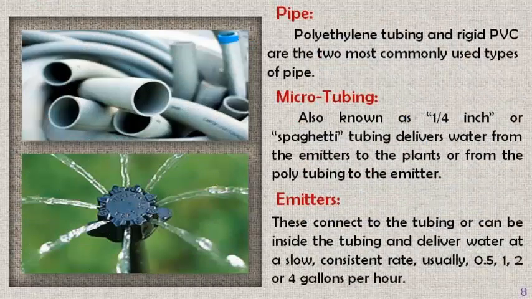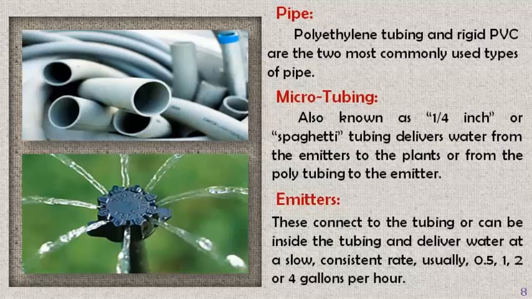6. Pipes. Polyethylene tubing and rigid PVC are the two most commonly used types of pipe. 7. Micro tubing. Also known as 1/4 inch or spaghetti tubing, it delivers water from the emitters to the plants or from poly tubing to the emitter. 8. Emitters. These connect to the tubing or can be inside the tubing and deliver water at a slow, consistent rate, usually 0.5, 1, 2 or 4 gallons per hour.